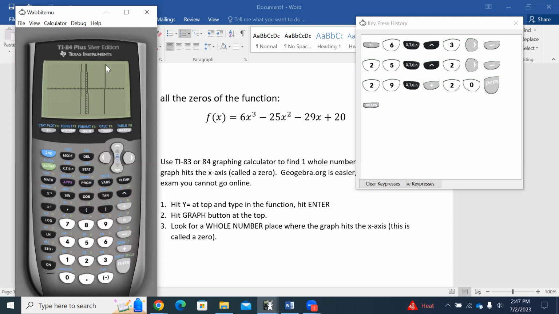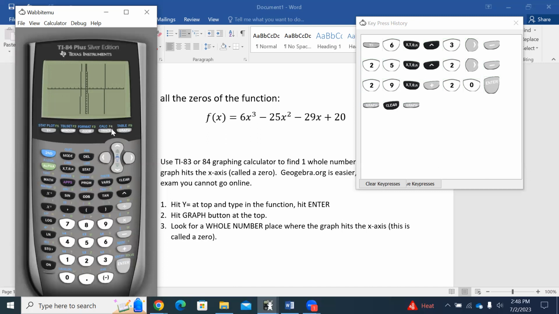So what we're trying to do on this problem is find those 3 places where the graph hits the x-axis. Those are called zeros because at those points, the graph is at a height of 0. So again, the graph started. Here, let me clear it and redo it. Watch the graph happen again. Oh, it just does it automatically, I guess.